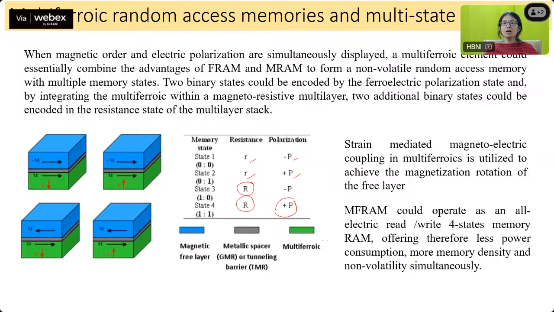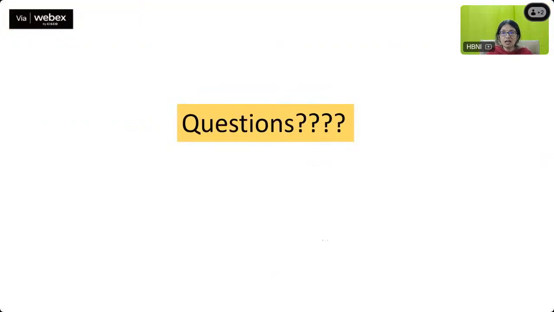offering less power consumption, more memory density, and non-volatility simultaneously. These are the potential applications of multiferroic materials, where you can have an all electric read write 4-state memory, if these materials can actually be used at room temperature. Obviously we saw that for single phase materials, it is very difficult to find proper magnetoelectric coupling at room temperature, and the extent of coupling is also very small. But using these composite materials, a lot of research is going on, and probably these kinds of applications can come in.